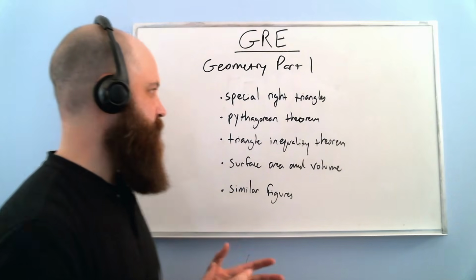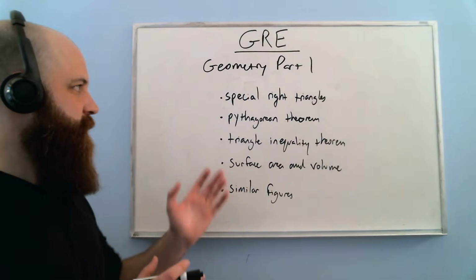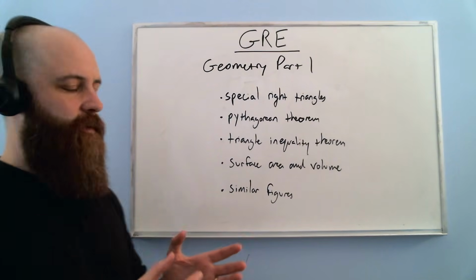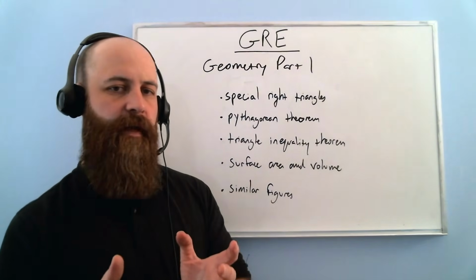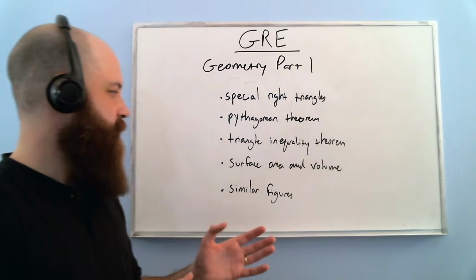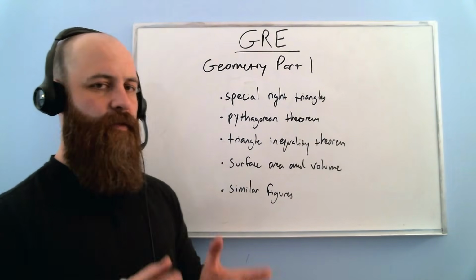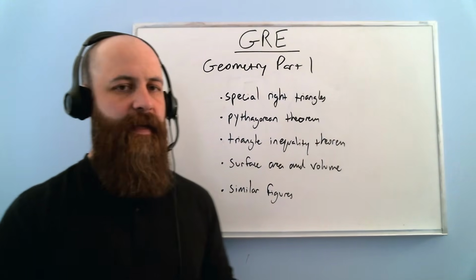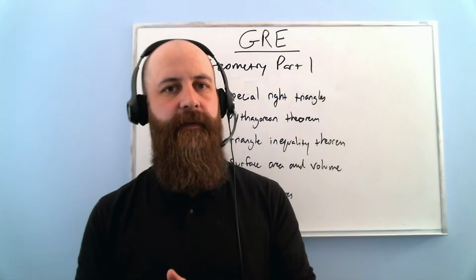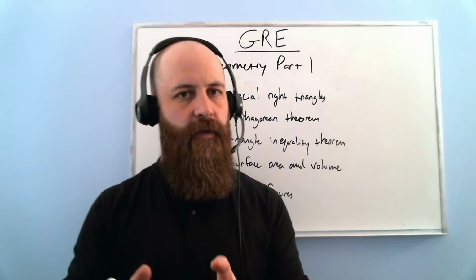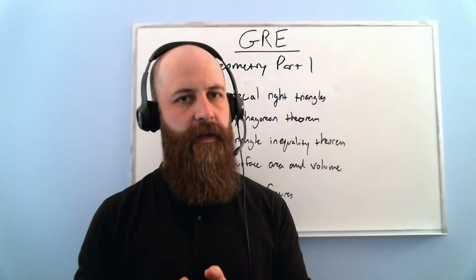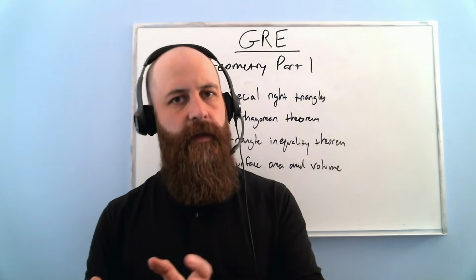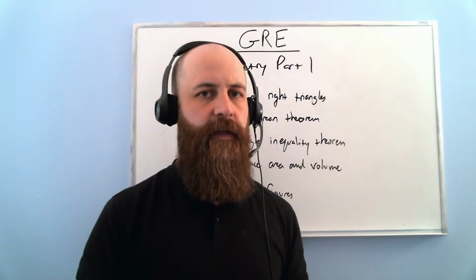So the goal of today's video is to cover the following topics: special right triangles, Pythagorean theorem, triangle inequality theorem, or what you can figure out about the third side of a triangle based on the other two sides, surface area and volume of 3D shapes, and similar figures. So these are concepts that any GRE test taker is going to want to have in their geometry toolkit, and the goal of today's video, Geometry Part 1, is to apply them in fairly straightforward contexts, although it will get more complex as we move through the video.